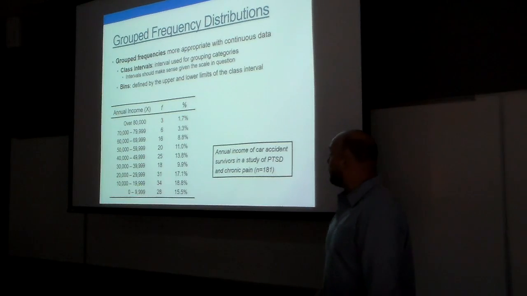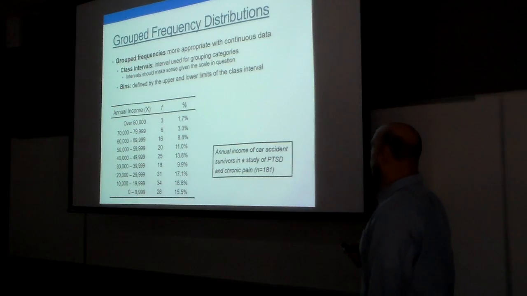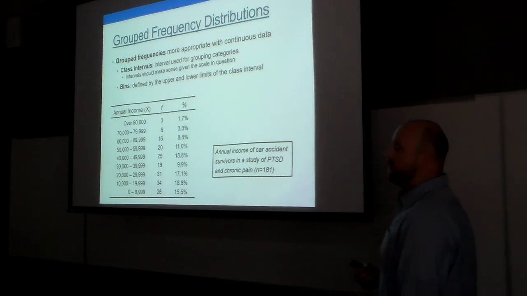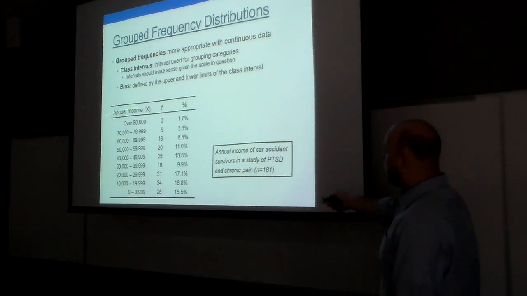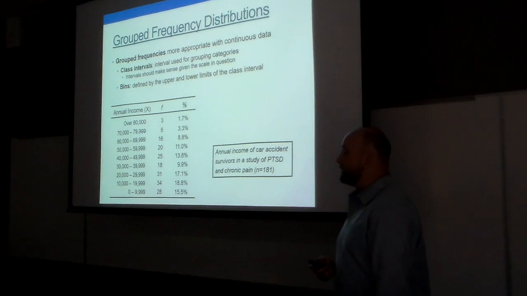So here we've got a grouped frequency table looking at income for people who came in for a study of PTSD and chronic pain, accident survivors. We ask them for their income. We obviously can't put every value that people have in our frequency table, so we've created this here. What is our class interval for our frequency table?